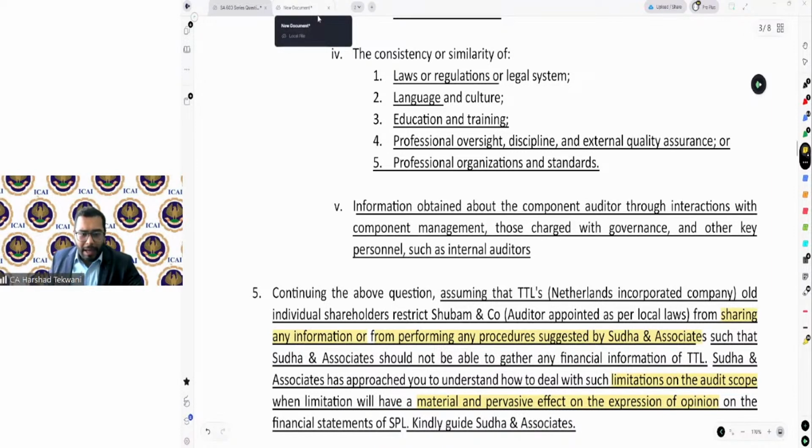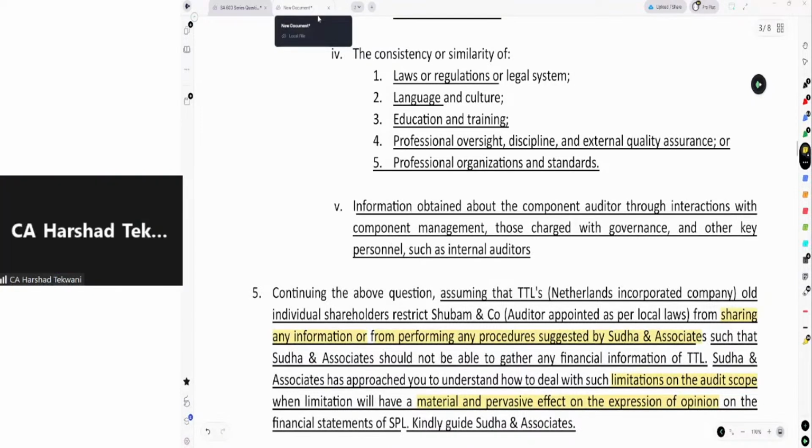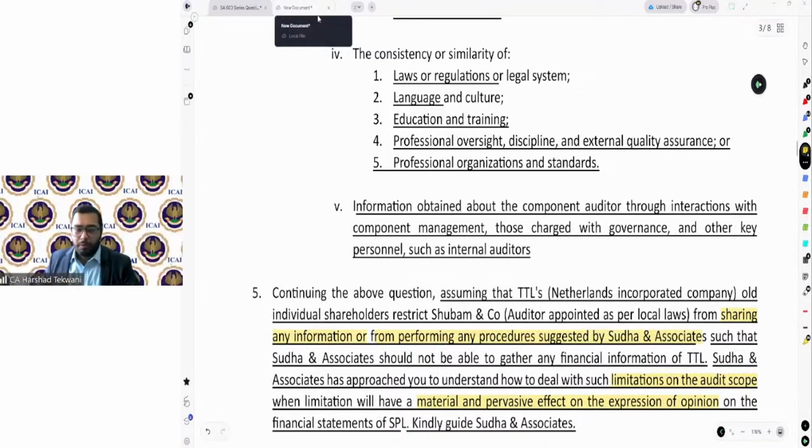Come on, guys. Assuming the impact which is given in the question. Correct. Correct, Namrata.